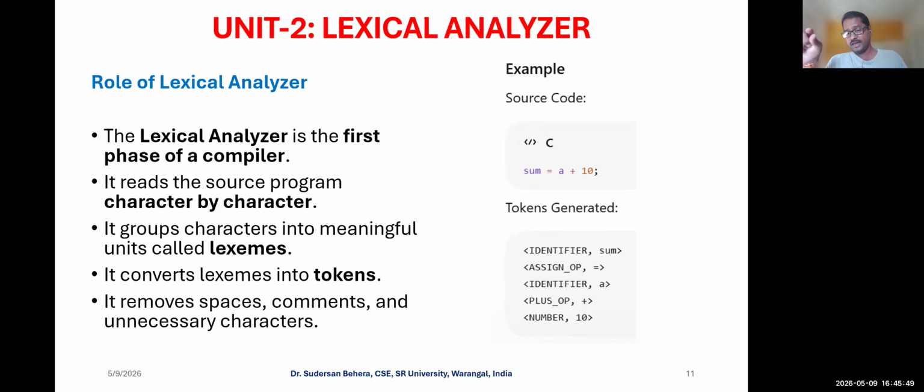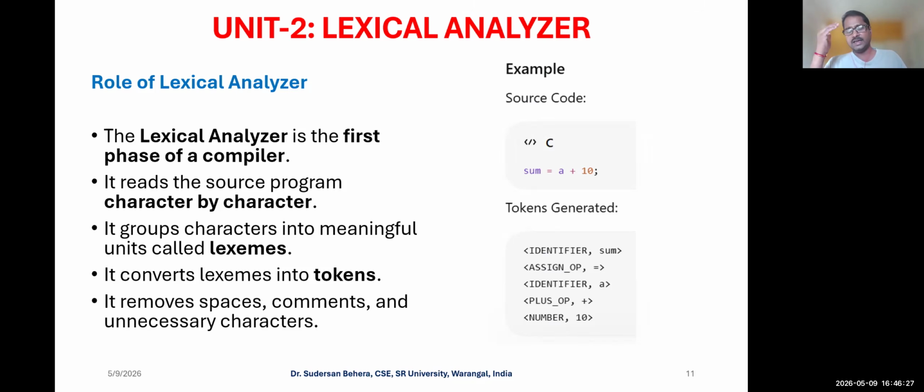Let us assume that the lexical analyzer reads this particular line. Sum is a single word. Once it encounters this word sum, it finds out the token type of that sum. Sum is nothing but an identifier, so the token type of sum is identifier. Is it the first identifier? If yes, then it will write identifier 1, that is ID comma 1. If it is the second identifier, ID comma 2.